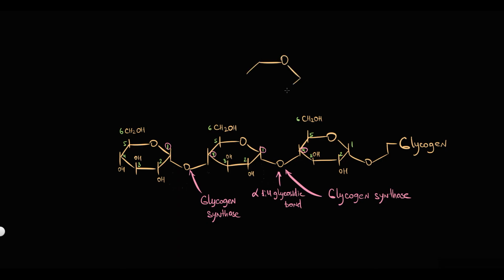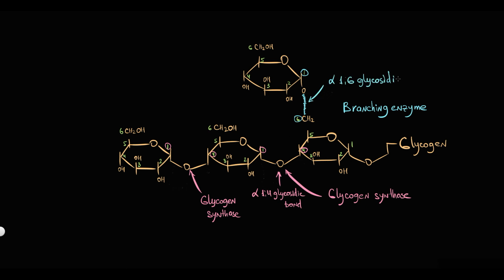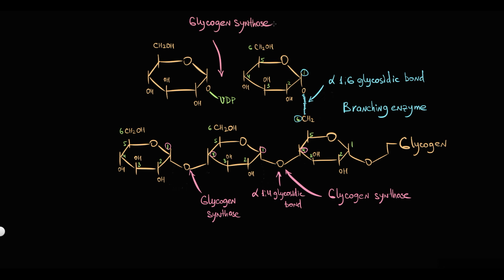So to illustrate this, when UDP delivers glucose to the glycogen, the branching enzyme connects this glucose molecule by the first carbon to the sixth carbon of a glucose that is already present in the glycogen structure. As a result, an alpha-1,6 glycosidic bond is formed. And now when UDP delivers an additional glucose molecule, glycogen synthase connects this new glucose molecule by the usual alpha-1,4 glycosidic bond. And in this fashion, this branch enlarges further and further.